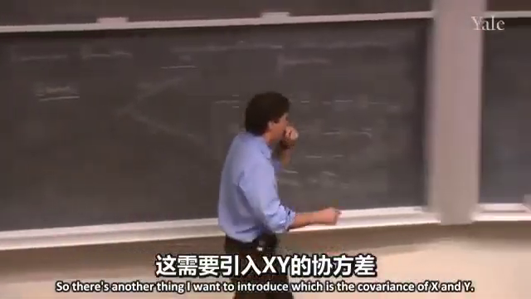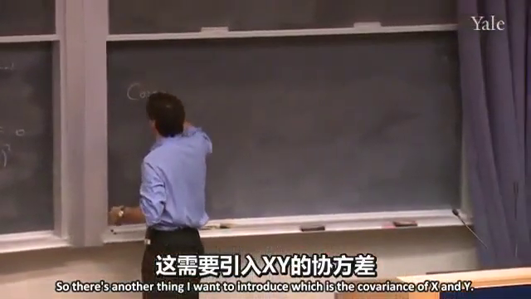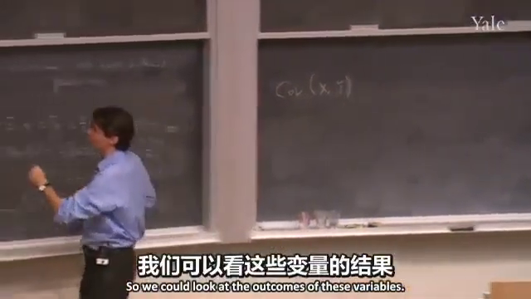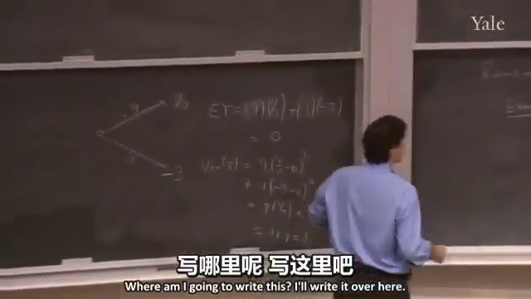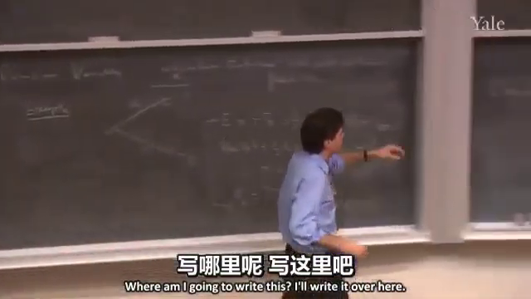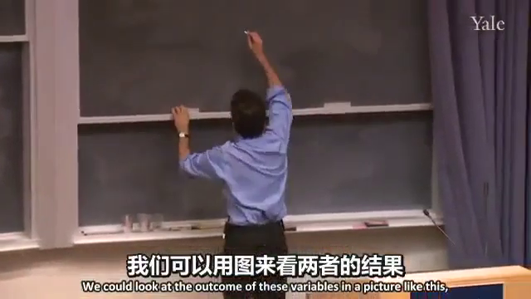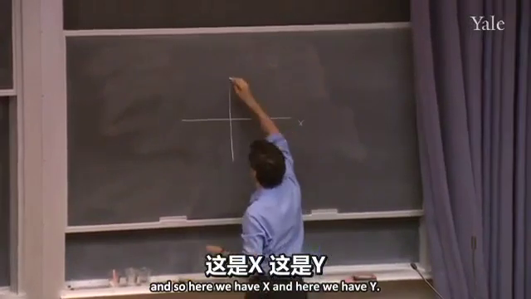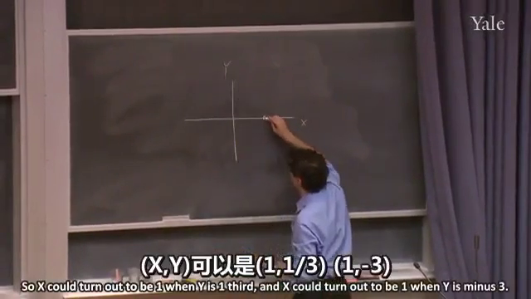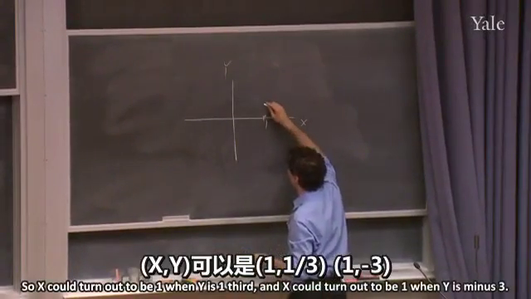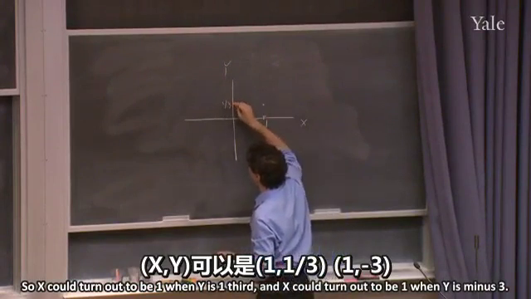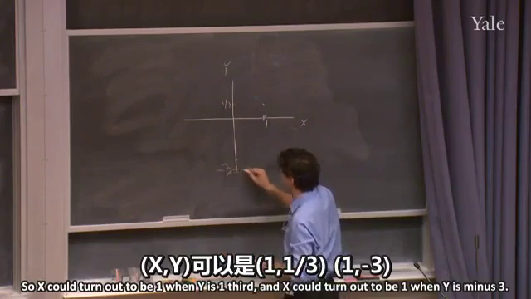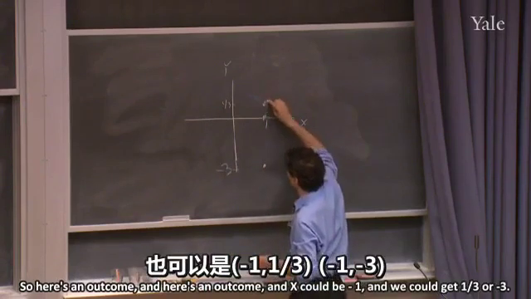So there's another thing I want to introduce, which is the covariance of x and y. Okay, so we could look at the outcomes of these variables. Where am I going to write this? I'll write it over here. We could look at the outcome of these variables in a picture like this. Here we have x and here we have y. So x could turn out to be 1 when y is a third, and x could turn out to be 1 when y is minus 3. So here's an outcome and here's an outcome.